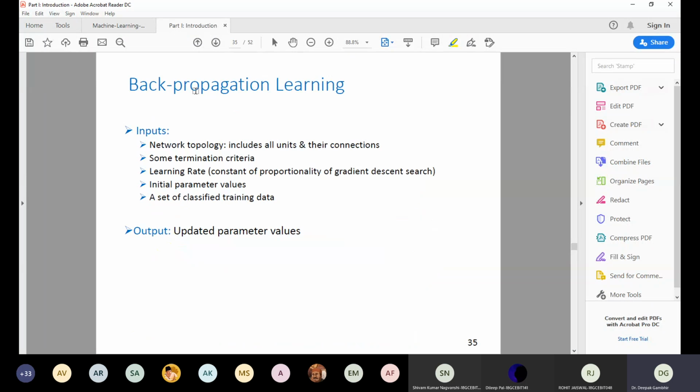In backpropagation learning, the inputs are the network topology, which includes the units and their connections. Some termination criteria is required. A learning rate, that is beta, is required. Initial parameter values are required, and a set of classified training data that says what the targets and inputs are. The output is the updated parameter values, which are the weight values, that is w1, w2 and so on.